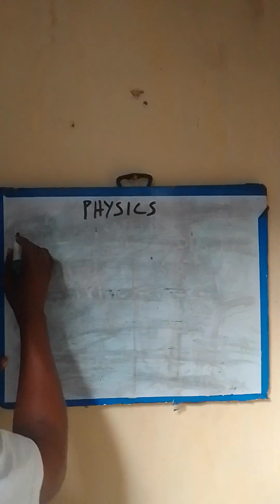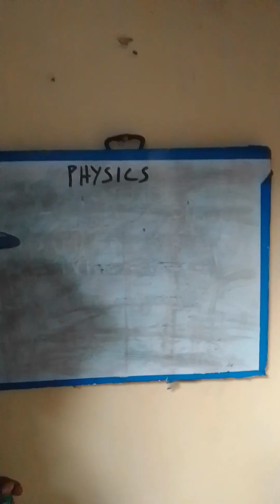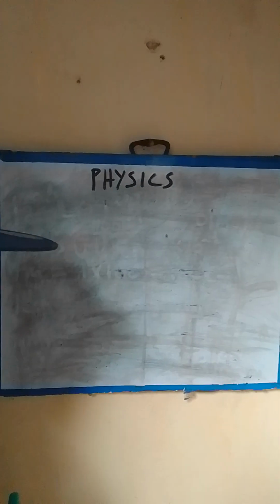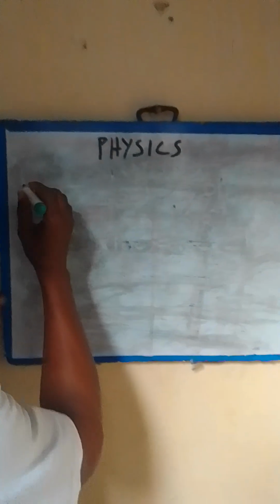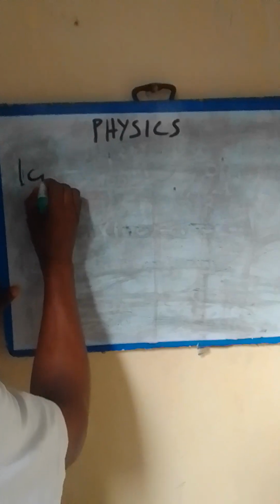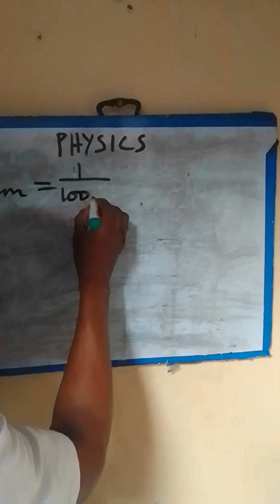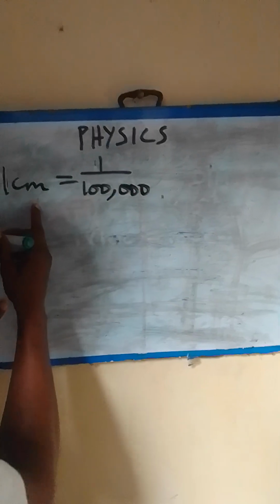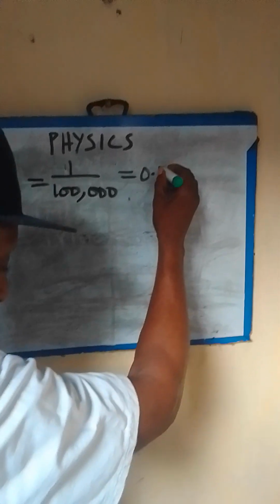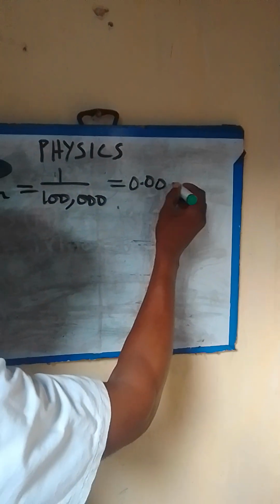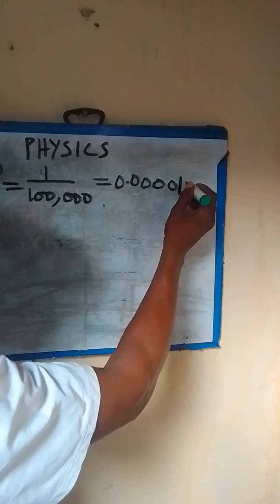To convert centimeters to kilometers, you divide the value in centimeters by 100,000. For example, you have a value of 1 centimeter. To convert it to kilometers, it becomes 1 divided by 100,000, which gives you 0.00001 kilometers.